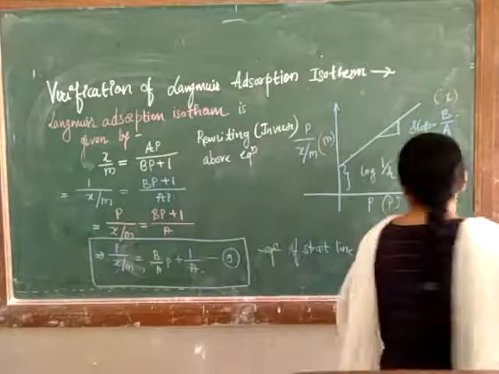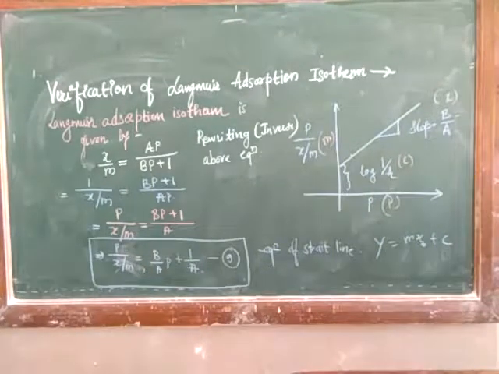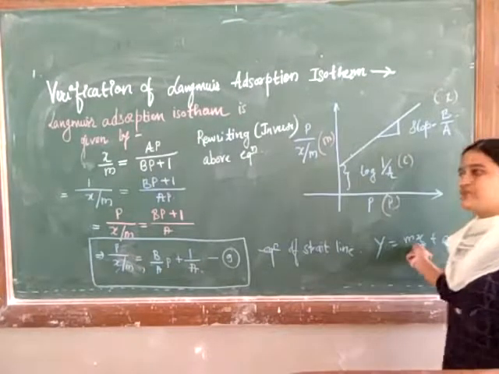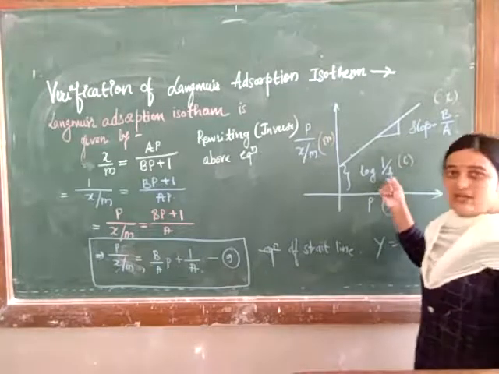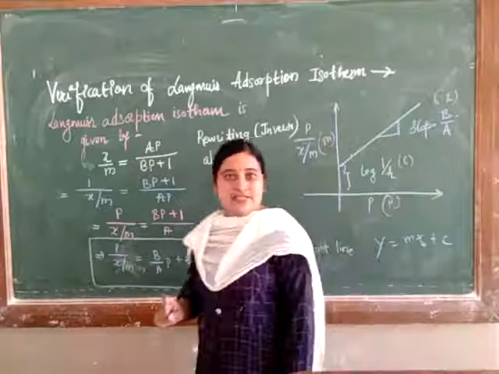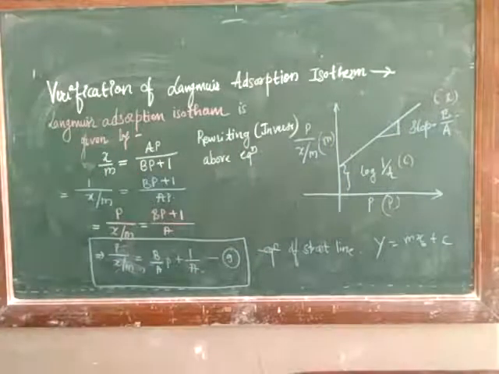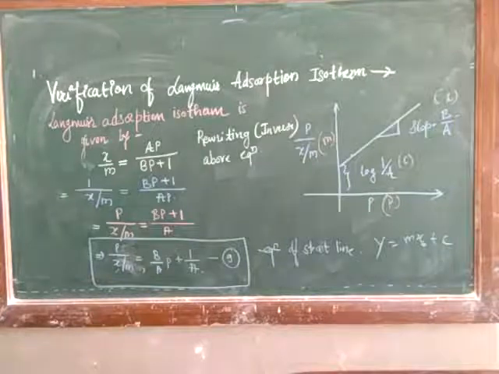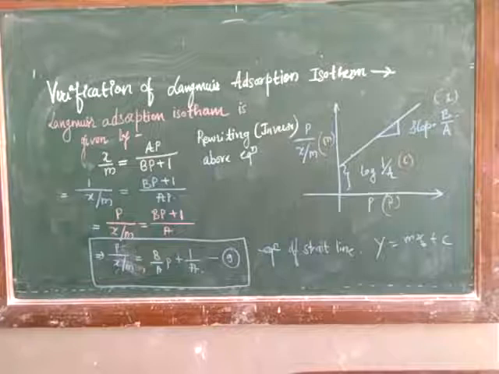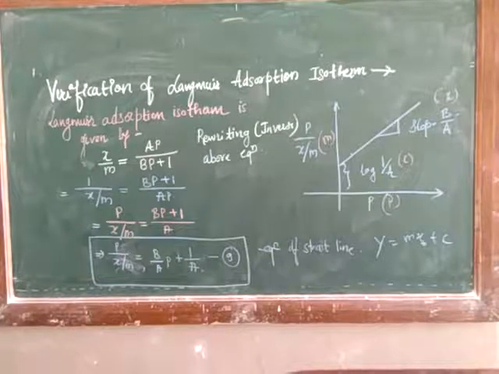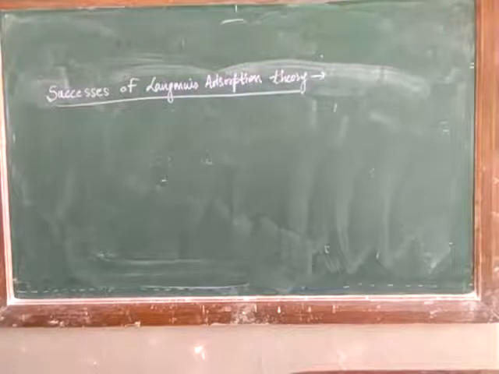It is another form of the linear adsorption isotherm equation, and this equation is in the form y is equal to mx plus c, isn't it? And this is the graph which can verify the equation of a straight line y is equal to mx plus c itself. Okay, this is about the linear adsorption verification. Now the next part, successes of linear adsorption theory.